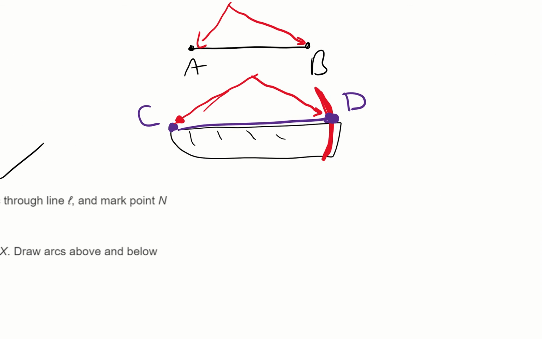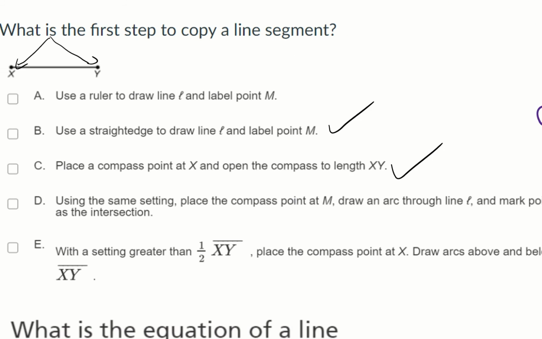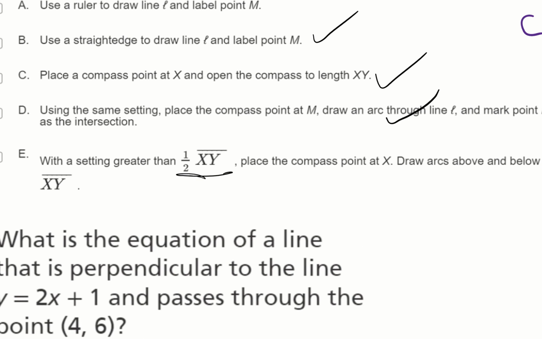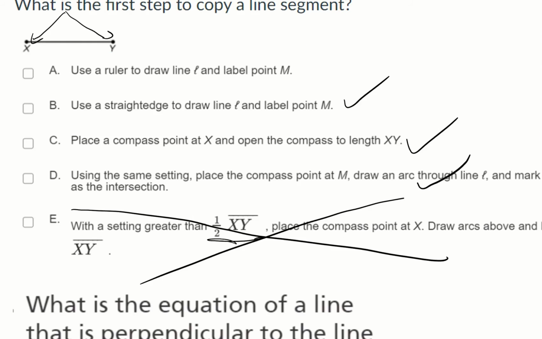That's basically what we were saying, is that this was your long line, keeping the same setting here. You want to draw an arc and then label it whatever you want to label it. In this case, I call it D. They ended up calling it N. So that's fine. With a setting greater than 1/2 XY, place the compass. No, that's not it. That has to do with the perpendicular bisector, not with line segments.